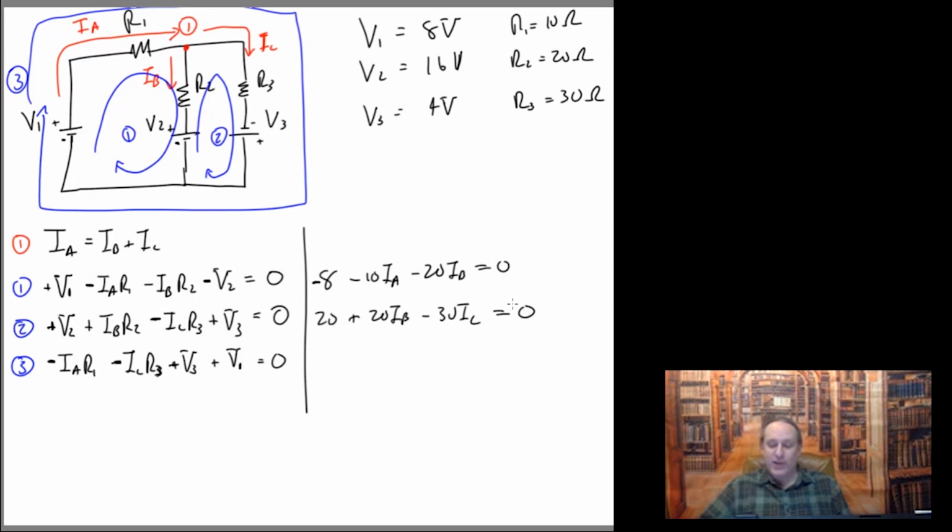And then for equation 3, we have a V3 plus a V1. That is a 4 plus an 8, or 12, minus 10 IA and minus 30 IC.